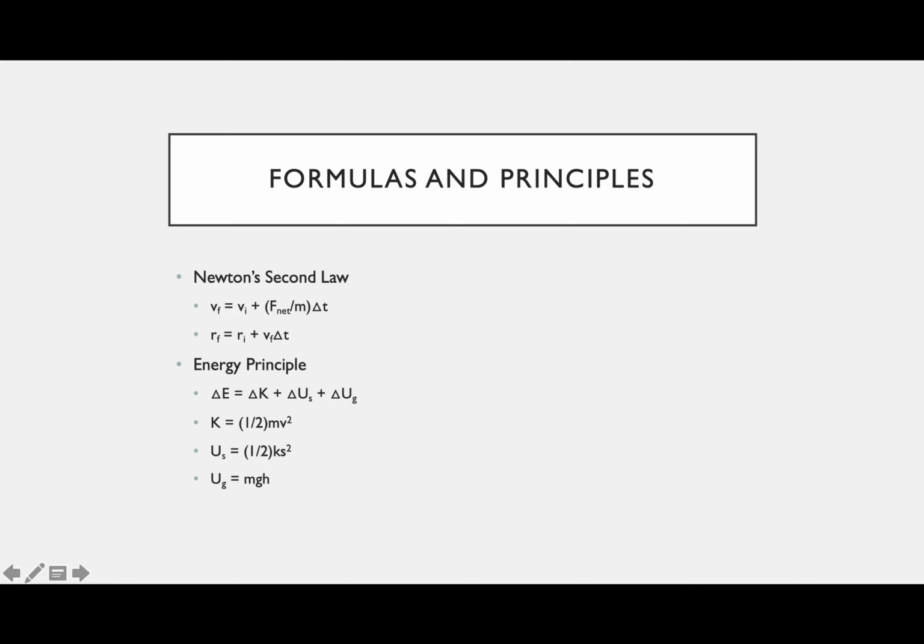When creating a computational model for this motion, I used Newton's second law and the energy principle to create an accurate model. To update the object's velocity and position, I used two variations of the formula. First, final velocity was equal to initial velocity plus the net force over the object's mass times delta t. Second, the object's final position was found by taking its initial position and adding the final velocity times delta t. These were both updated at each iteration of the while loop in my code.